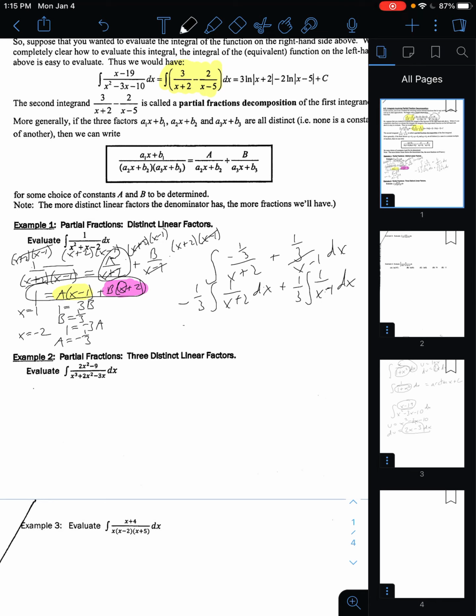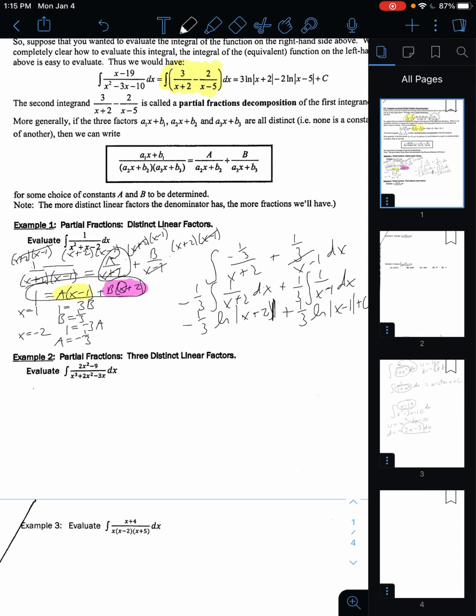So the first one would become negative 1/3 natural log of the absolute value of x plus 2. Oops. Plus 1/3 natural log of absolute value of x minus 1 plus c.